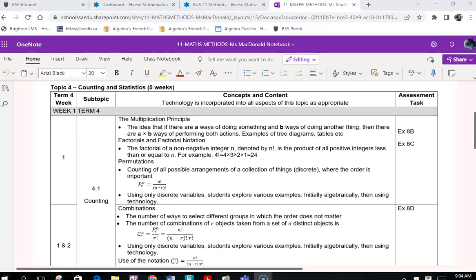So it's sort of like two topics in one. And yes, it's our final test, I guess, that you're going to have. So counting and stats.